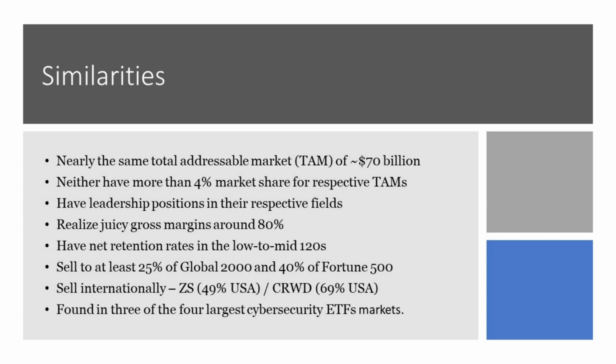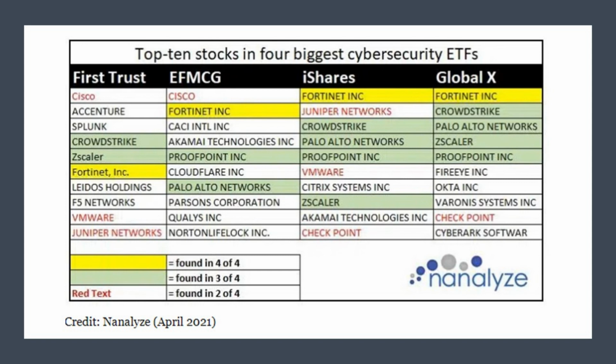Both firms sell internationally, Zscaler being around half the revenues from the States, while CrowdStrike is higher, around 70% of their revenues from the States. And they're both found in 3 of the 4 largest cybersecurity ETFs. This is an analysis we did looking at the 3 largest cybersecurity firms, and I'll put a link to that piece in the description of this video.